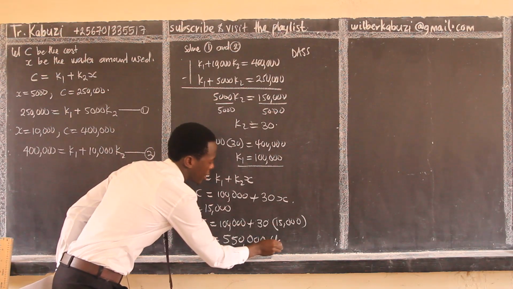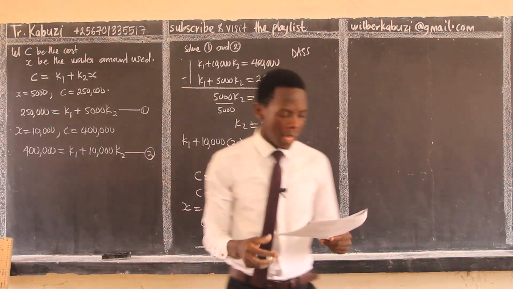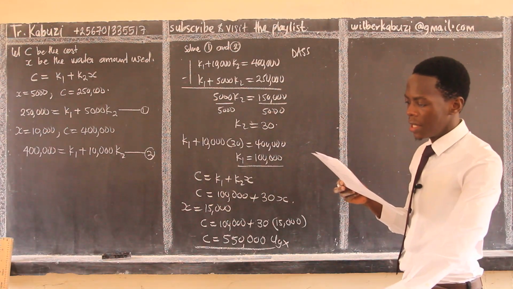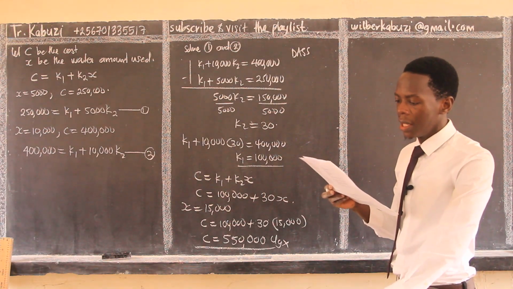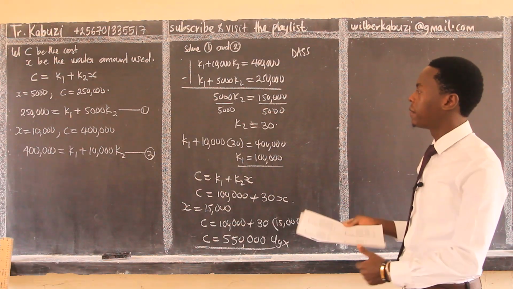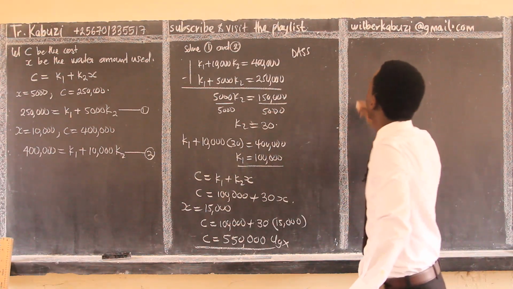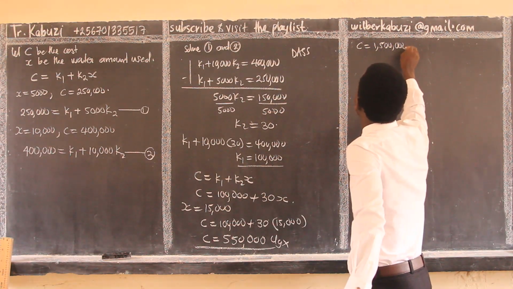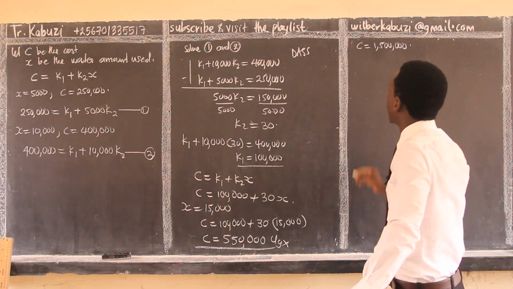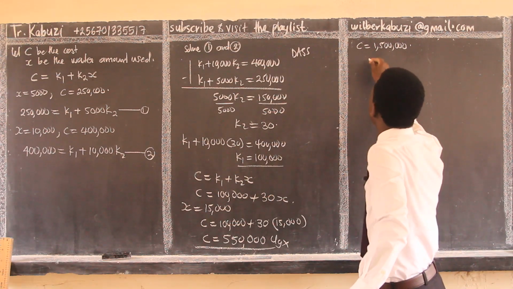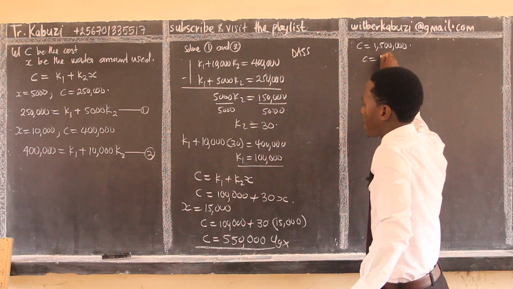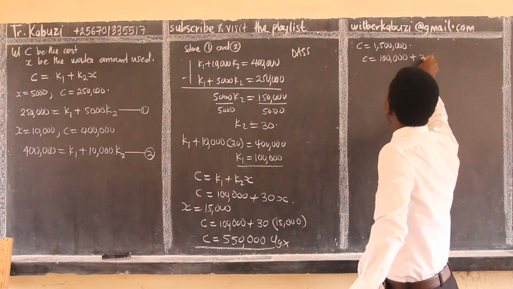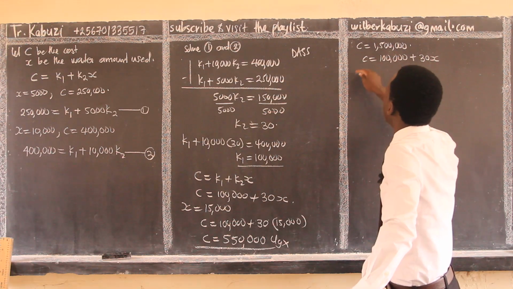Now they also want us to find an addition. They want to know how many liters of water they can use if they have a budget of 1,500. So they're giving us the cost, and they want to know how many liters of water they can use. We still use our equation, so our C is 1,500, put it here.